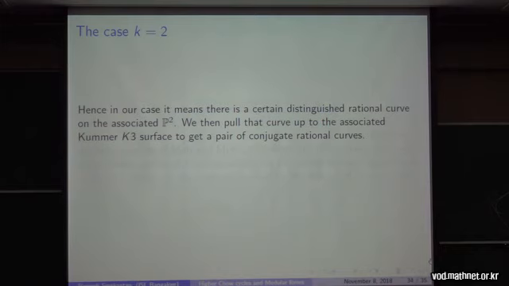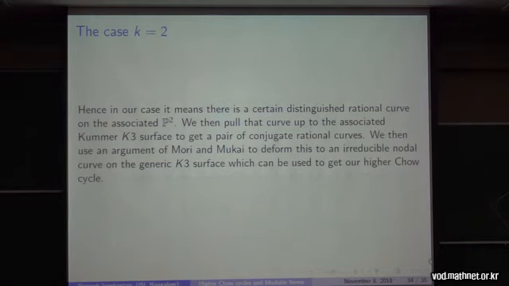Then you can deform this pair of conjugate rational curves, but this is all in the place where you have multiplication by D. In fact we want something in the generic fiber where there's no multiplication by D. So you deform this to the generic K3 surface, using an old argument of Mori and Mukai, and then you end up getting a nodal curve on a K3 surface. And a nodal curve on a K3 surface turns out to give you a higher Chow cycle in a very natural way.